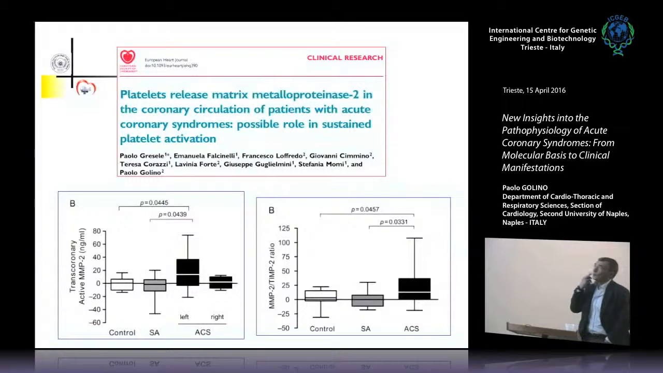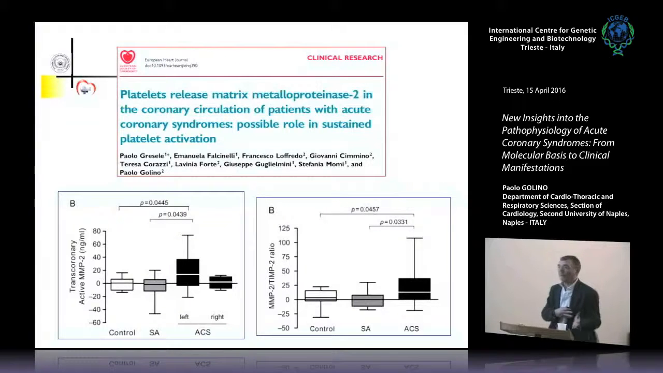This is a paper we did in collaboration with the group of Perugia, Professor Gresele and associates. This was focused on a different metalloprotease, metalloprotease 2, which is produced by smooth muscle cells, but also is released by platelets during aggregation. Also, this is a possible link between inflammation and platelet aggregation.